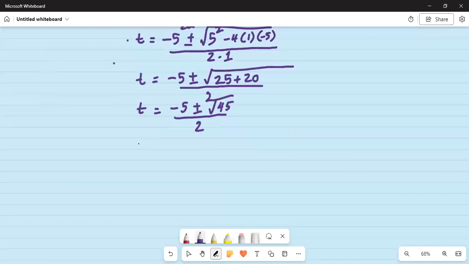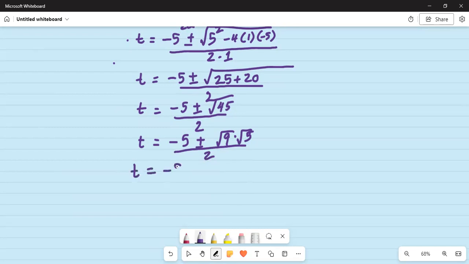So t is equal to minus 5 plus minus square root of 45, which can be written as square root of 9 times square root of 5, because 9 times 5 is 45. Now divided by 2. Do not forget the 2 in the denominator. So t is equal to minus 5 plus minus 9. You can write 3 square times square root of 5 divided by 2.